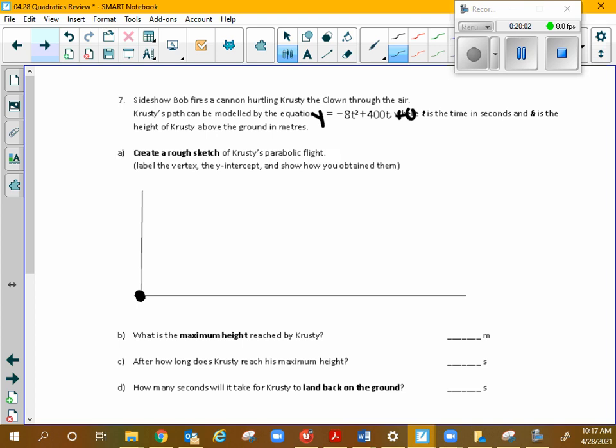Think about the scenario. If he's shot in a cannon, he starts at the ground, where's he going to end up? On the ground. And that's where your parabola is created because it goes up and then it comes back down. A rough sketch, it doesn't have to be perfect. Okay. So now, before I even start answering questions that are below, I've got his launch point, his land point, and then the maximum. So what are the important pieces of the parabola mathematically? Zeros and vertex. So I'm going to need to be finding zeros and my vertex.